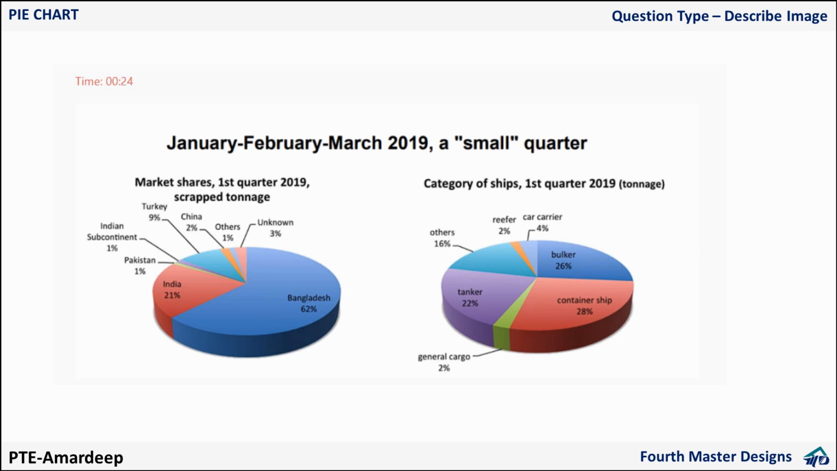Looking at the second pie chart in more detail, we can see that the percentage of container ship was the highest, that is 28%, followed by bulker, that is 26%. On the other hand, the percentage of reefer and general cargo was 2%. For the other categories such as tanker and others, the percentages were 22 and 16 respectively.